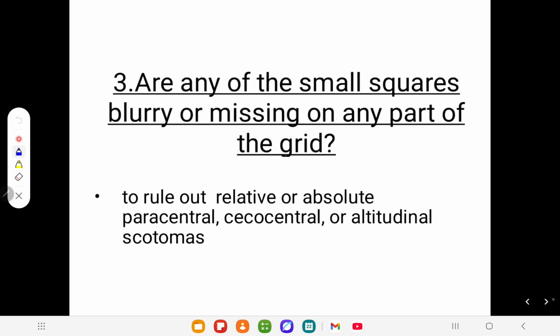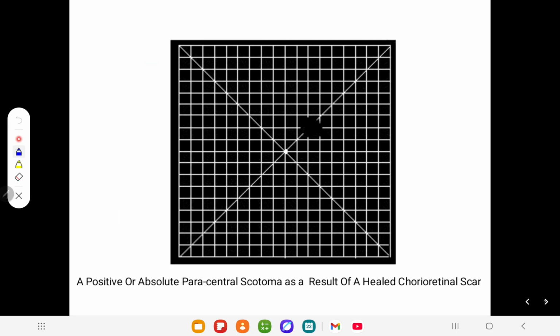Okay. So the third question: are any of the small squares blurry or missing on any part of the grid? What do we want to know there? We want to rule out a relative or absolute paracentral or pericentral or altitudinal scotoma. Is there anything in this area like that, isn't it?